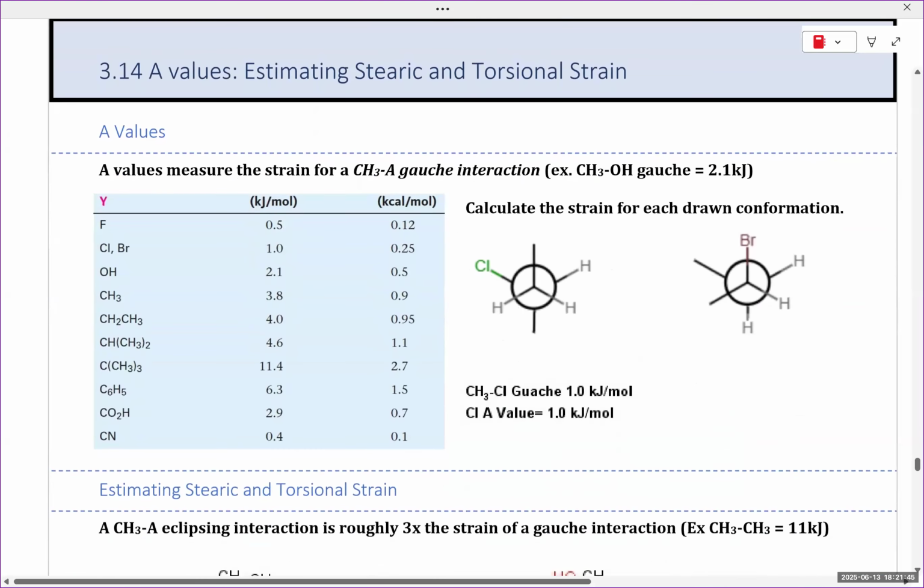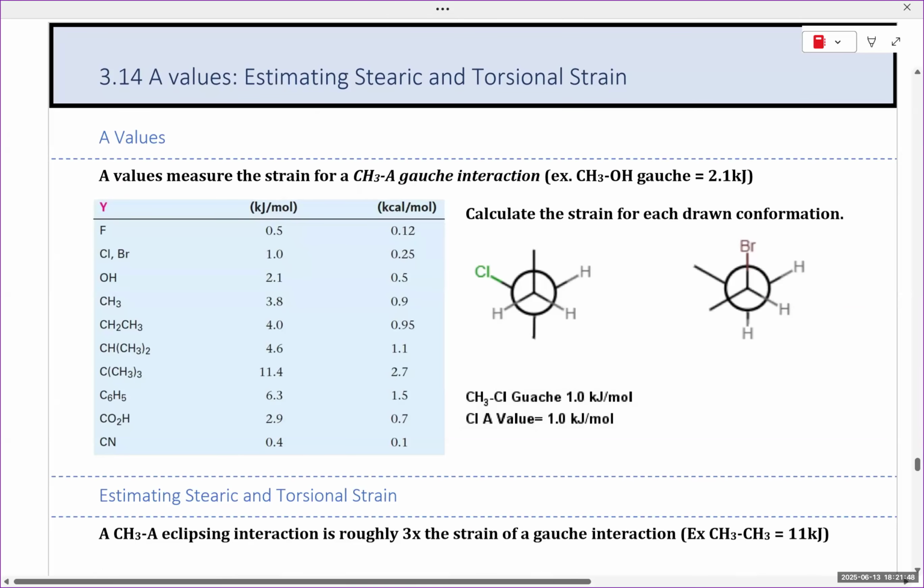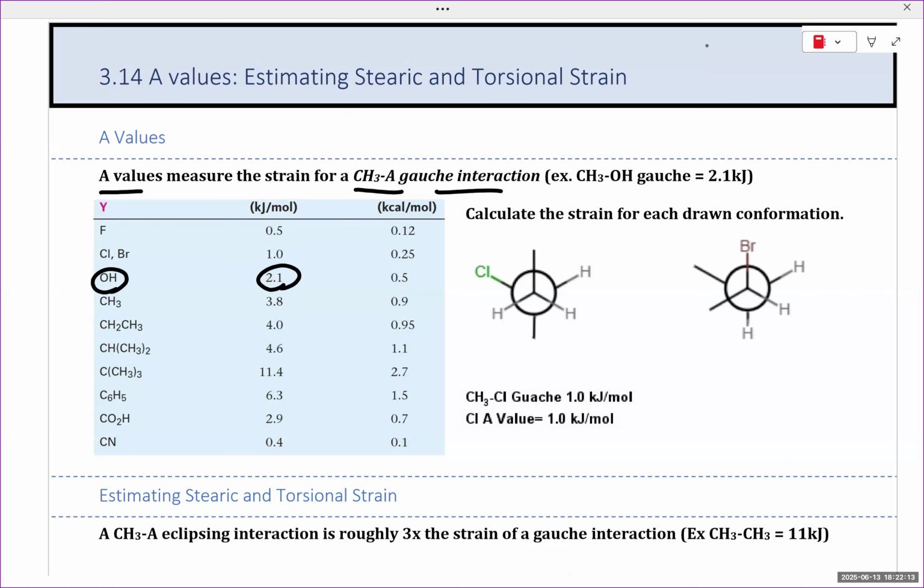Okay, so we've seen some examples where we have steric and torsional strain calculated. Let's talk a little bit about another way to estimate steric and torsional strain, which are A values. So A values measure the strain for a methyl-A group gauche interaction. For example, if we look at a hydroxyl group with an A value of 2.1 kilojoules per mole, this tells us a methyl-hydroxyl gauche interaction is 2.1 kilojoules.